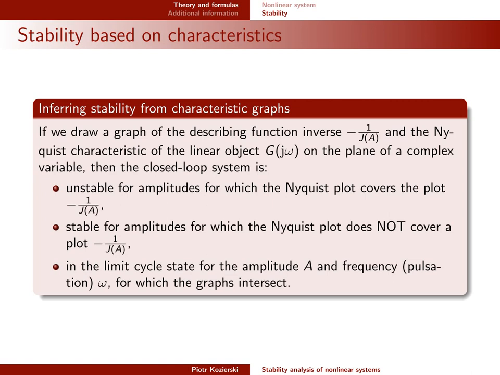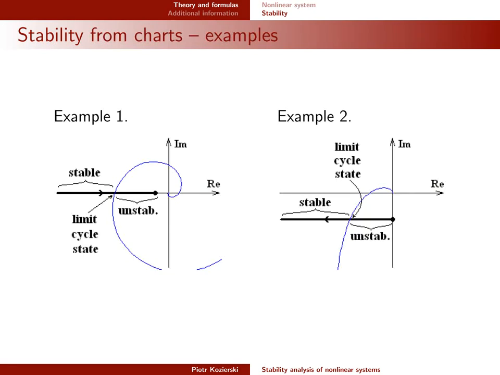In the linear systems, if the Nyquist characteristic covered the point -1, then the system was unstable, and if it didn't cover this point, then the system was stable. It is similar here, except that instead of one point -1, we have a graph.